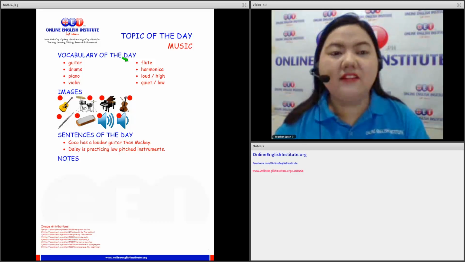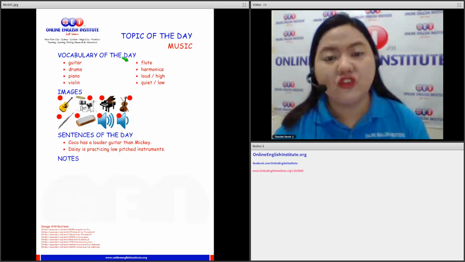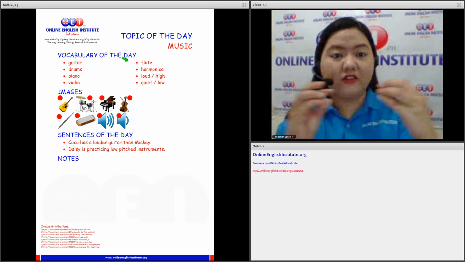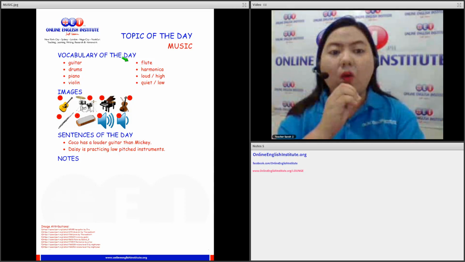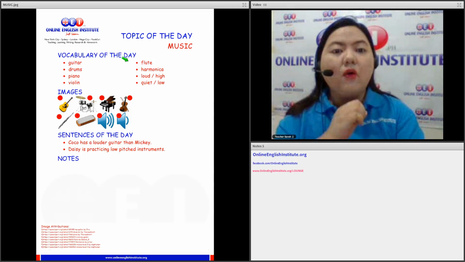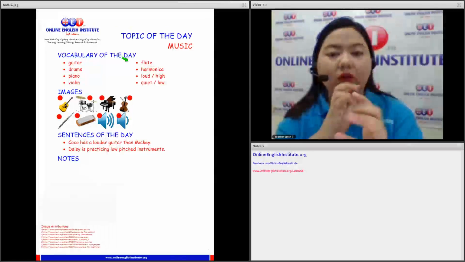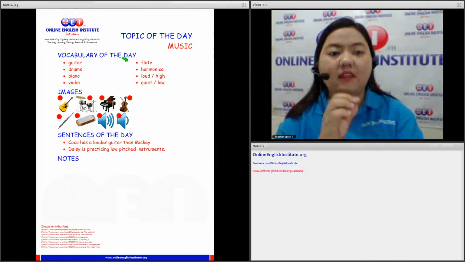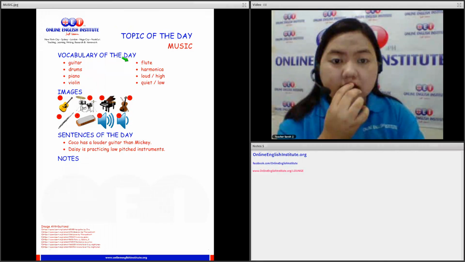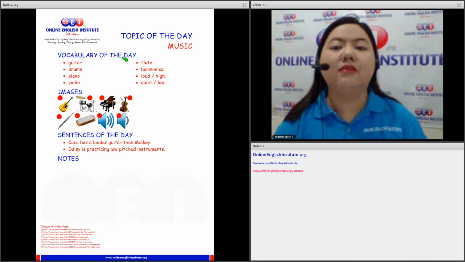Okay, again, flute is a high-pitched woodwind instrument, consists of a slender tube closed at the one end with keys and finger holes on the side and an opening near the closed end across which the breath is blown.